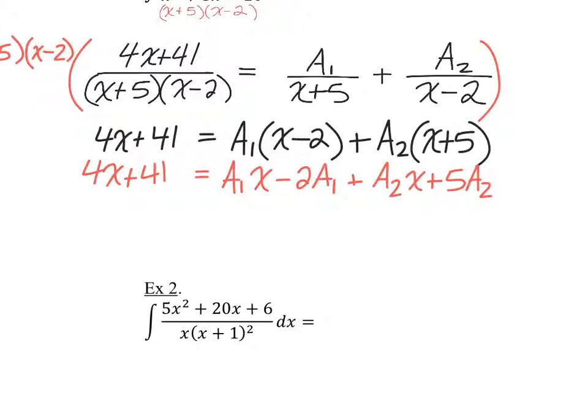Anyway, I need equality here. So what I need to have happen is a sub 1 plus a sub 2 has to be equal to 4. All right, because these are my x terms. If this is going to be an equivalent relation, then whatever a sub 1 and a sub 2 are, they have to give me a 4 as a result in order for my x's to combine to give me a 4x. So that's one equation.